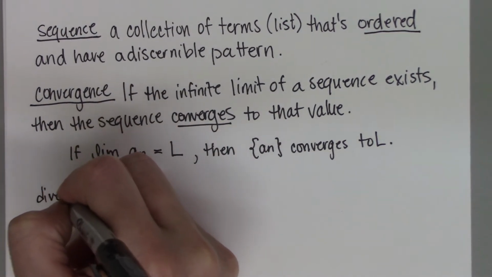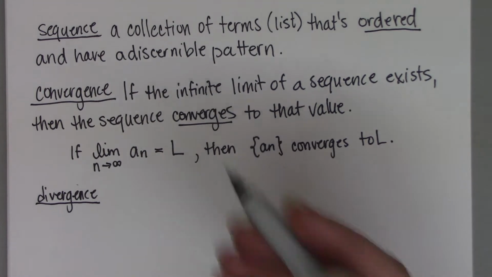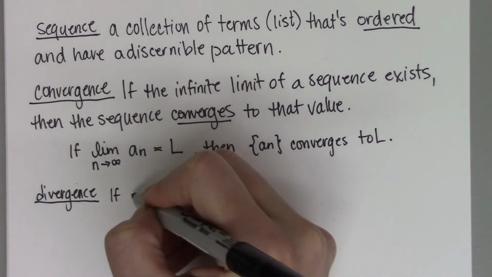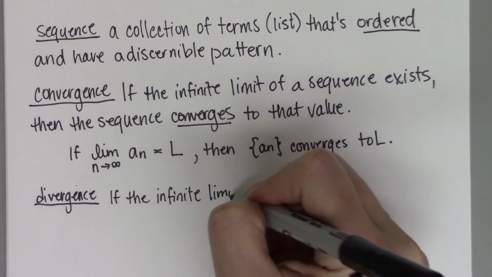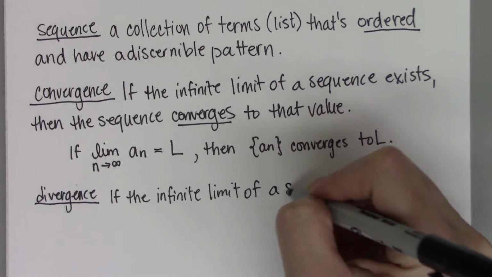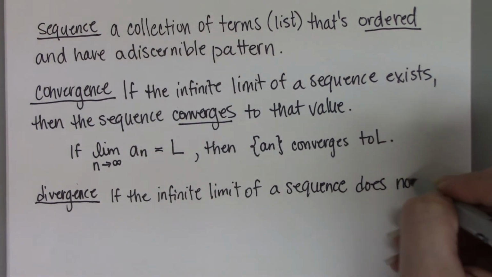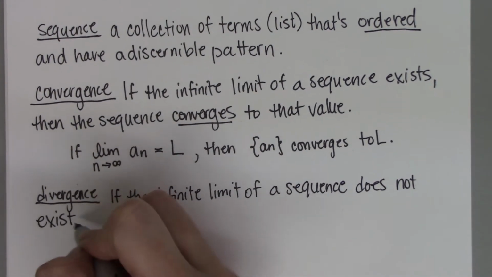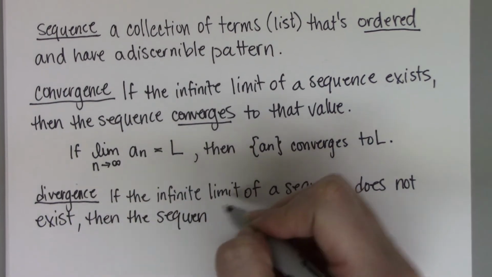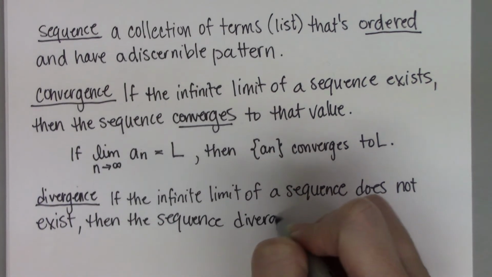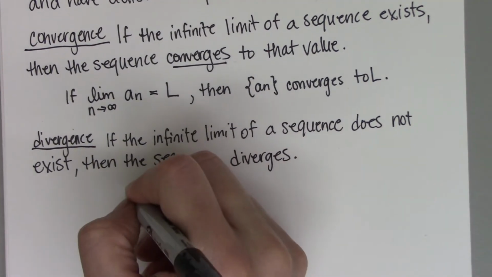Divergence is typically explained by just simply saying if something doesn't converge, then it diverges, right? But we can be a little more specific than that. So we can say, well, if the infinite limit of a sequence does not exist, then the sequence diverges. Okay? So just like we did above, we can write that kind of in a mathematical sense.